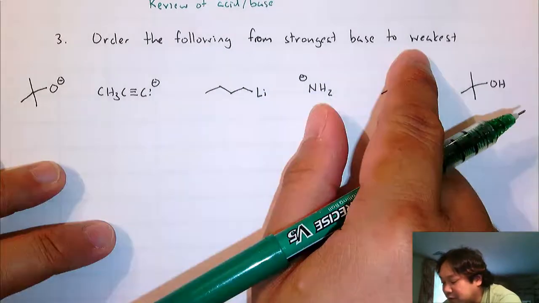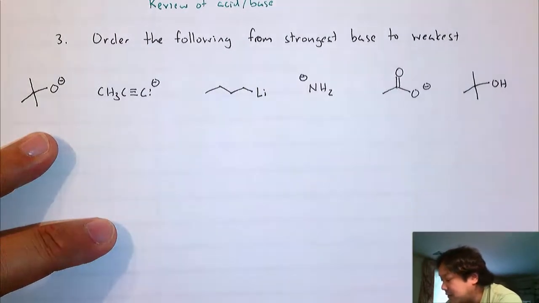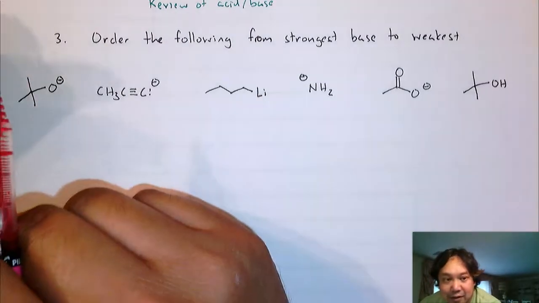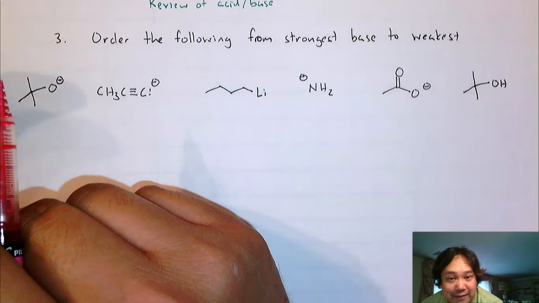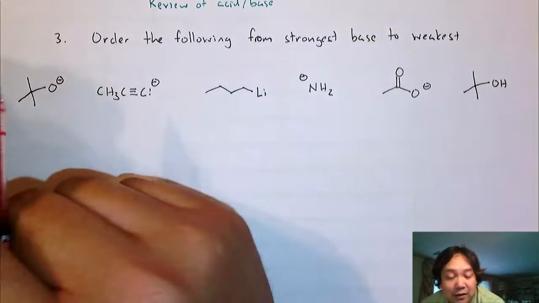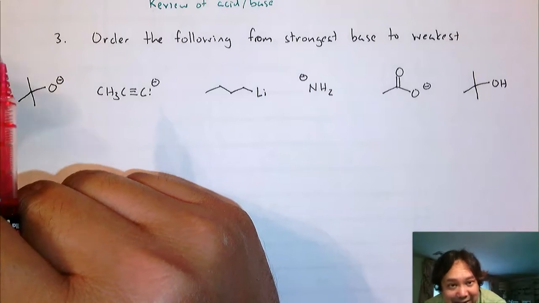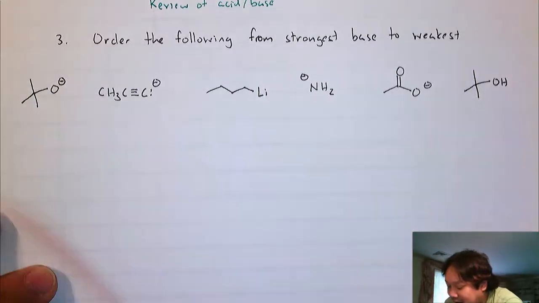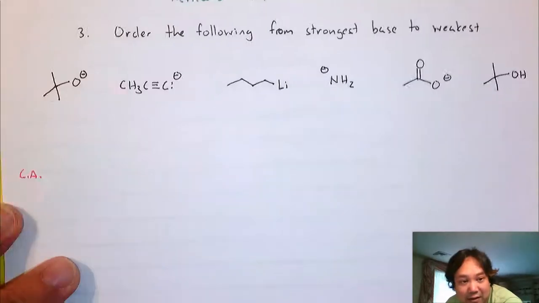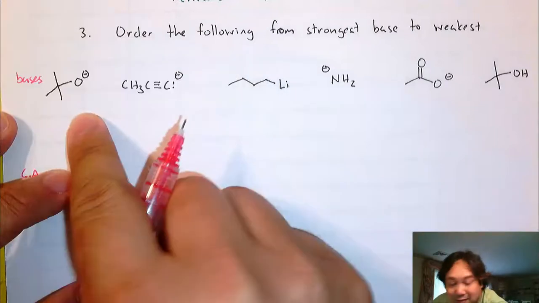What do we have to do to figure out which is the strongest base? Do you remember the phrase, the stronger the acid, the weaker the conjugate base? So the opposite works too. The stronger the base, the weaker the conjugate acid. I have to draw the conjugate acids, because to be able to analyze the bases.